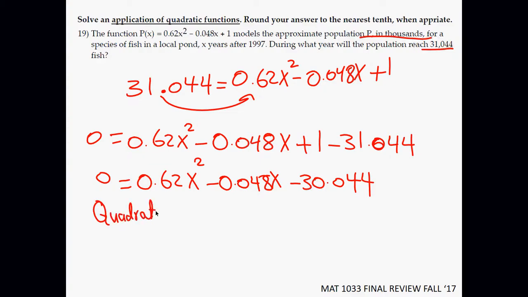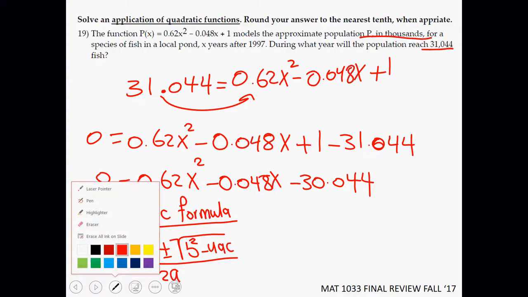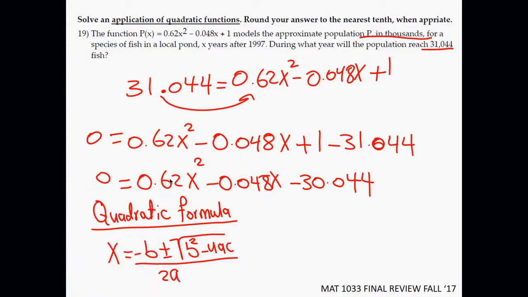The quadratic formula: x equals negative b plus or minus the square root of b squared minus 4ac, over 2a. This is chapter 6. This one will be your a. This one with the minus will be your b. This one with the minus will be your c. If you plug it into your calculator, you should end up with x approximately 7 years.